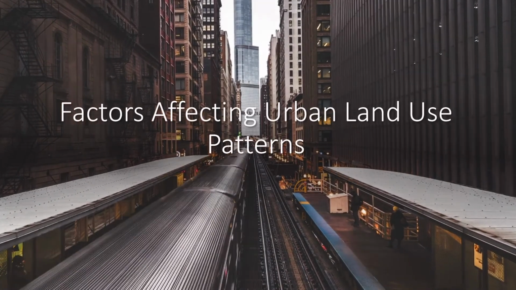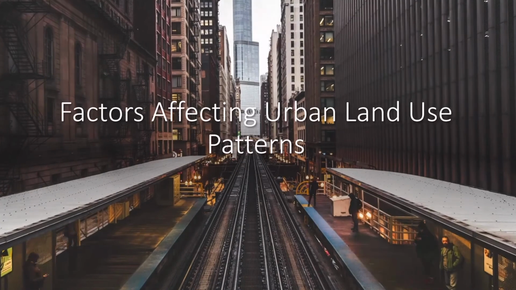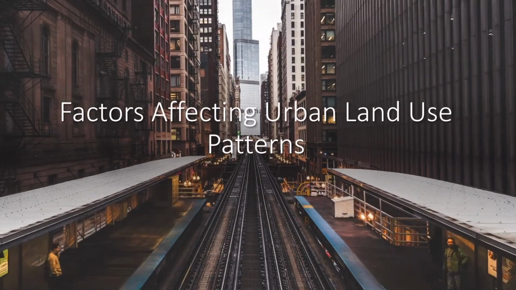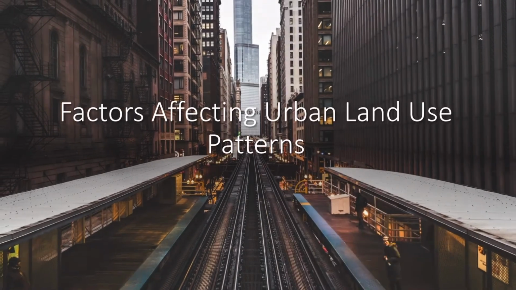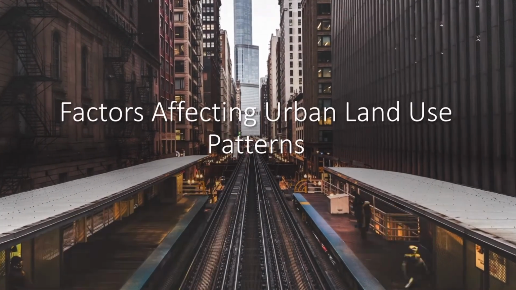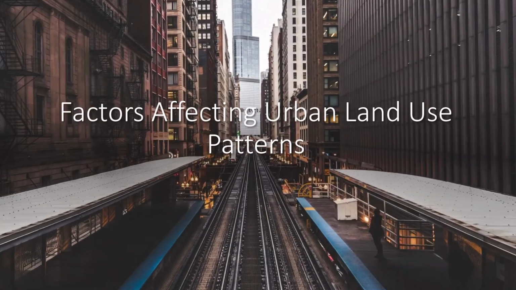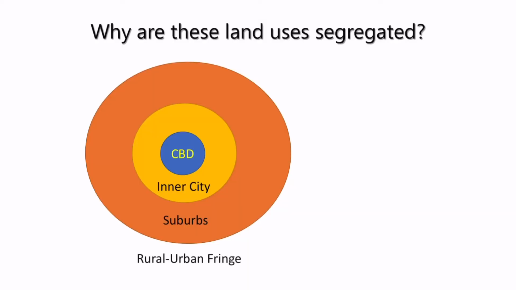In today's lesson, I'm going to talk about the factors affecting urban land use patterns. Last lesson, we looked at land use patterns and their characteristics, and now we're going to look at the reasons why we might get certain land uses in certain areas and not in other areas. So this is the concentric zone model we looked at.